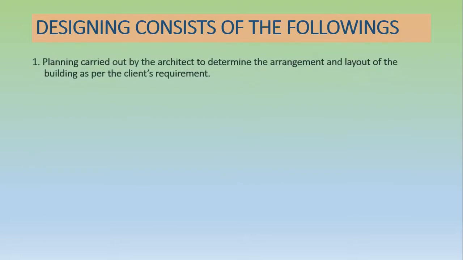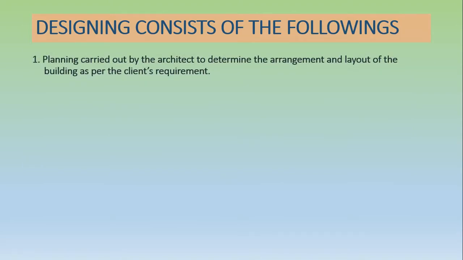So design consists of the following. You can understand easily: planning is carried out by the architect to determine the arrangement and layout of the building as per the client requirement. You know that planning and initial designing is not the structural design; initial planning is done by the architect. According to his requirement, we have to design the building. So the first thing is to identify the architect's requirement, which is in accordance with the client's information.